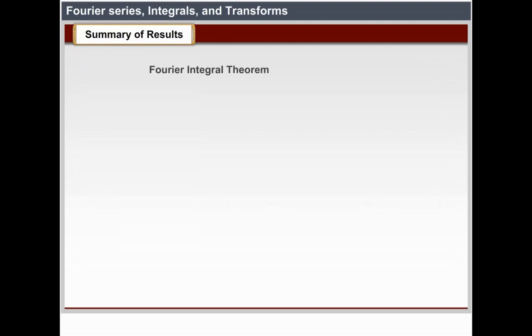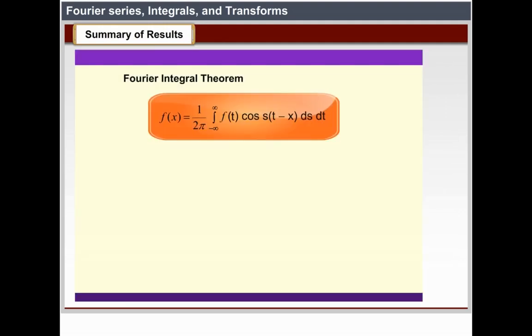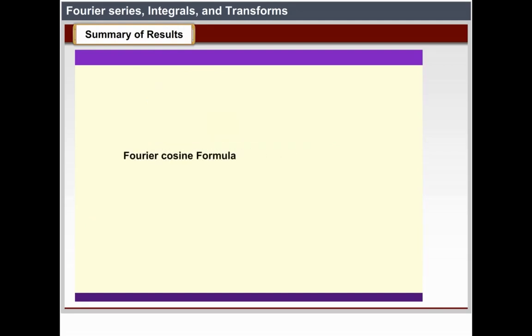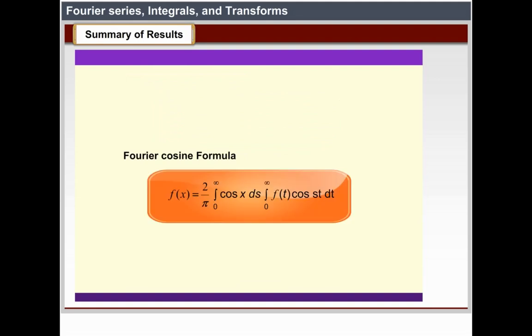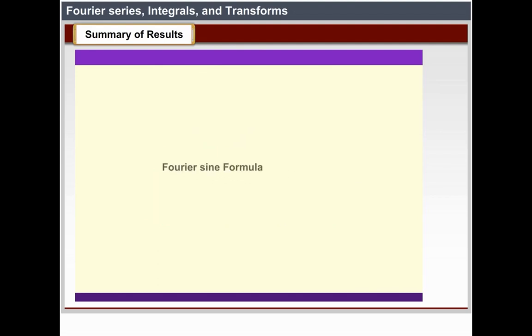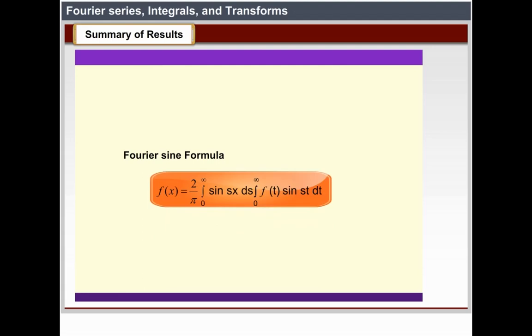Summary of results: Fourier Integral Theorem. f of x equal to 1 by 2 pi integral minus infinity to plus infinity f of t into cos s of t minus x into ds into dt. Fourier cosine formula: f of x equal to 2 by pi integral 0 to infinity cos sx into ds integral 0 to infinity f of t into cos st into dt. Fourier sine formula: f of x equal to 2 by pi integral 0 to infinity sin sx into ds integral 0 to infinity f of t into sin st into dt.